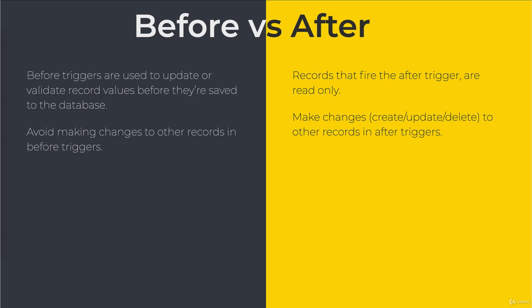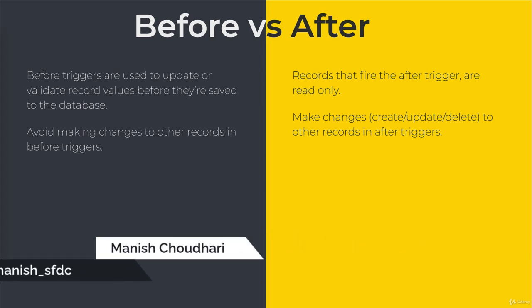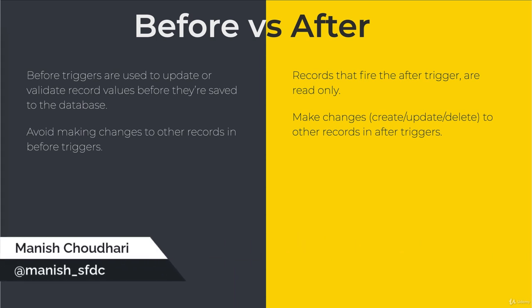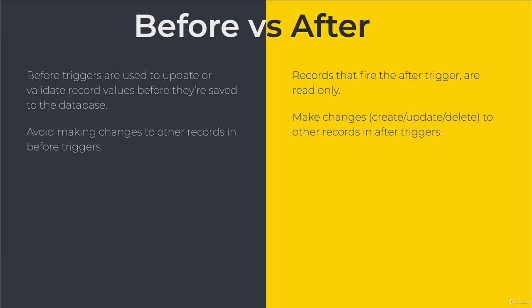Before triggers are used to update or validate record values before they are saved to the database. And here when we say records, these are the records on which the trigger is currently executing. So if you want to make some changes to these records or if you want to write some validation rules, then before trigger is the one where you should write your logic. And these records are in read-only mode in after trigger. So this means if you want to make some changes to these records inside an after trigger, we will not be able to do so and you will get an exception.